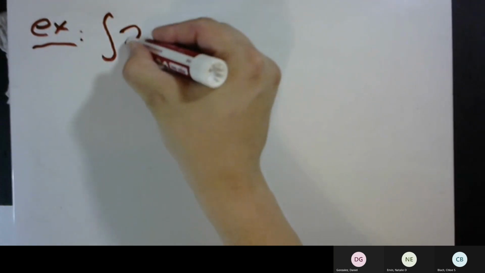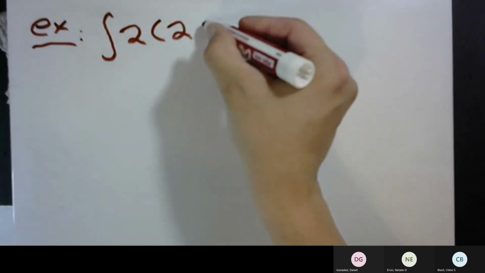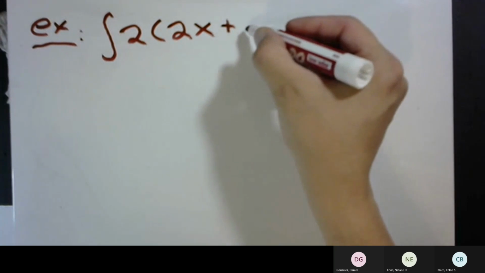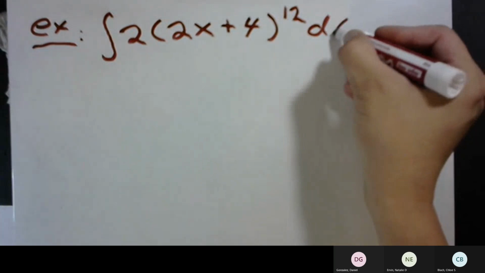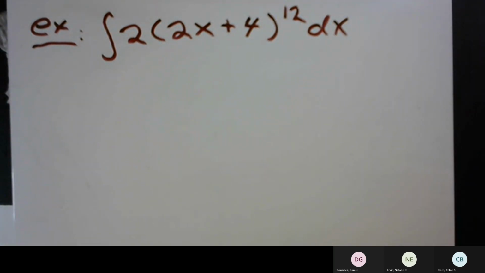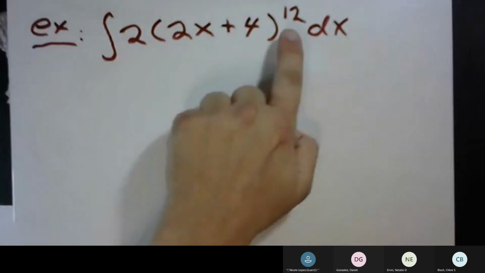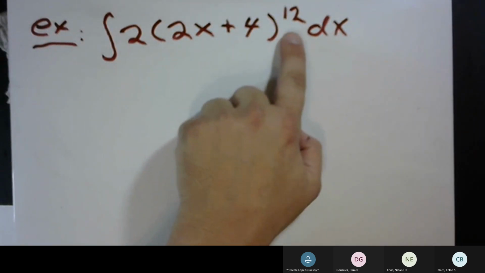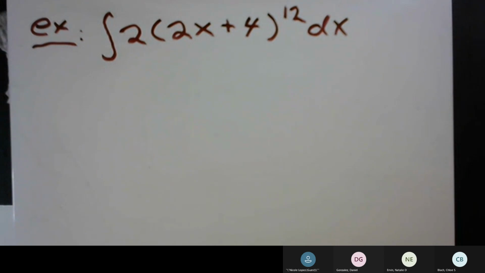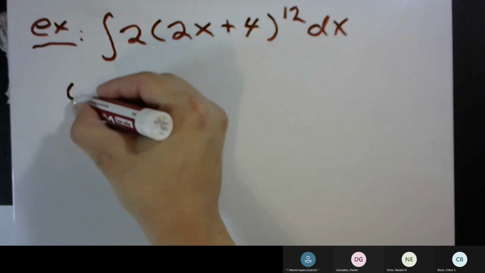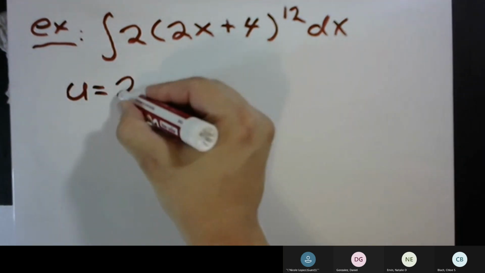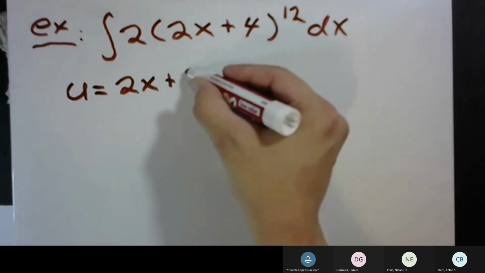So let's say we're going to do this. The way we would do this before is we would expand this. And let me tell you, you're going to be here a little while expanding that. That's going to be a really tough expansion. So what you can do instead is a u substitution. Let u be 2x plus 4.